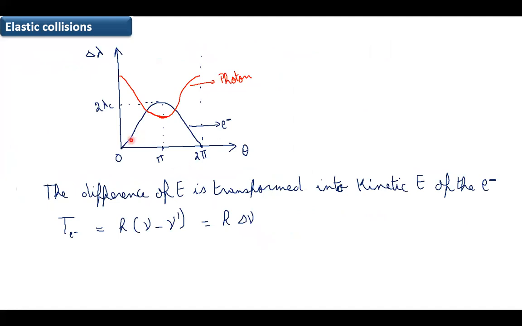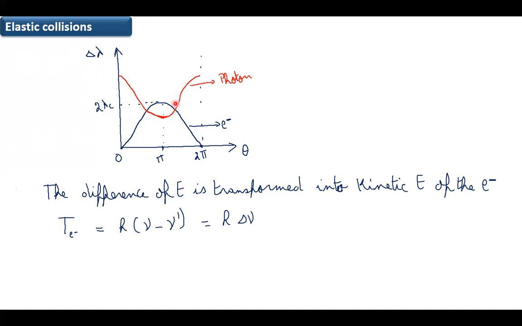Okay, so this is the variation of delta lambda as a function of theta between 0 and 2 pi. Of course, for the electron, you have a maximum of energy when theta is equal to pi, at a wavelength of 2 lambda c. And for the photon, suppose this is the initial energy of the photon. So the maximum loss of energy is for theta equals pi.